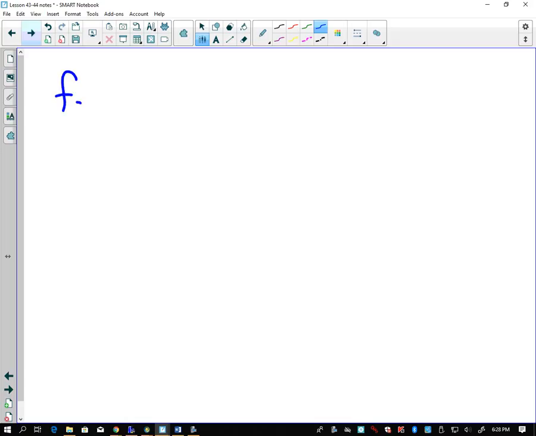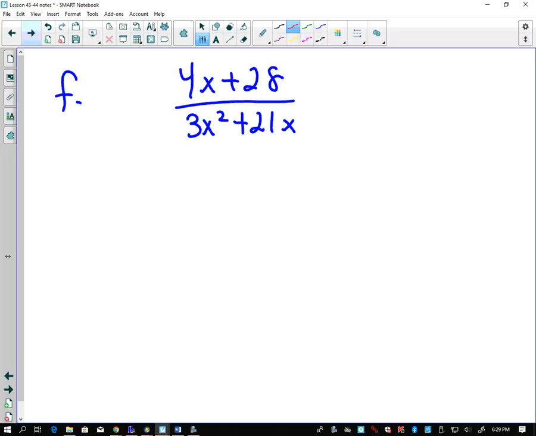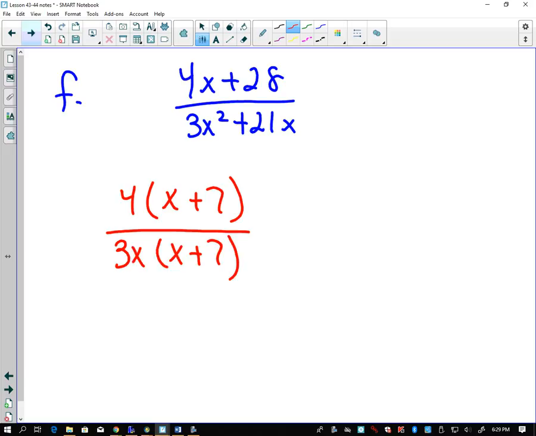Let's try one like F. F changes things a little bit. It says simplify each rational expression, determine undefined values. So we have 4x plus 28 over 3x squared plus 21x. We want to factor as much as we can. On our top row, I could factor 4 out of that and get x plus 7 on the inside. Down here, I could factor out a 3x. That would give me x plus 7. That allows me to cancel those out. I would get 4 over 3x for my simplified form of that.